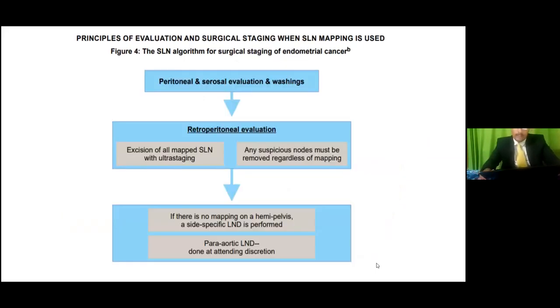And this is the algorithm for the surgical staging of endometrial carcinoma: the peritoneal and serosal evaluation and the washing, then the retroperitoneal evaluation and excision of all the mapped sentinel lymph nodes or any suspicious lymph node that is palpated. After that removal, if there is no mapping, then site-specific lymph node dissection is performed. This is performed because there may be microscopic lymph node metastasis which may be blocking the flow of the dye. So site-specific lymph node dissection is performed to rule out whether there is involvement or not.